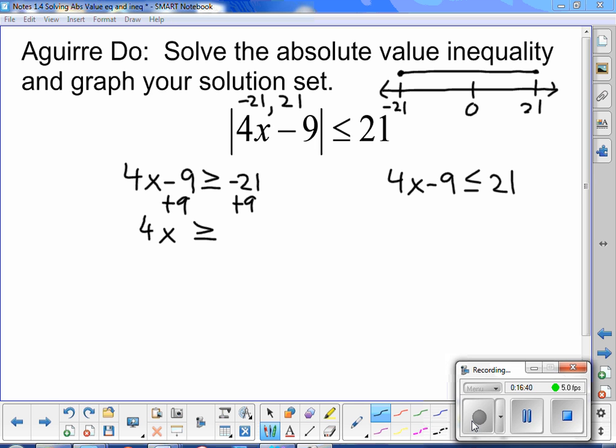Okay, so negative 21 plus 9, you're going to subtract those, so that's going to be negative 12. All right, divide both sides by 4. You should get x is greater than or equal to negative 3.